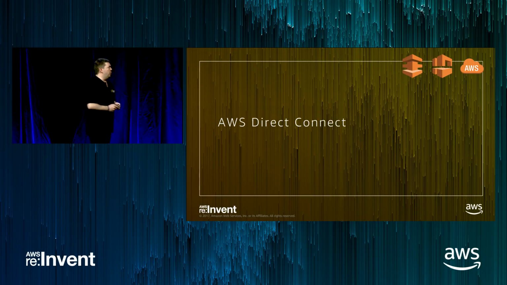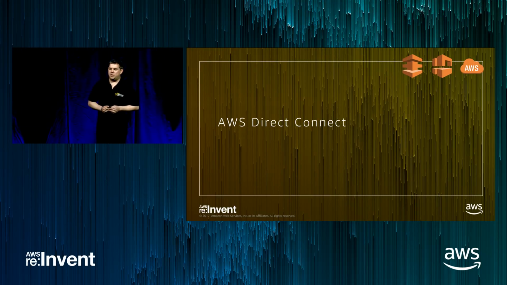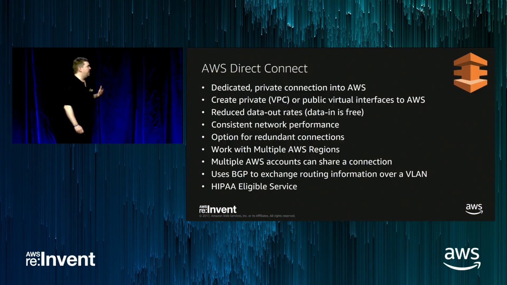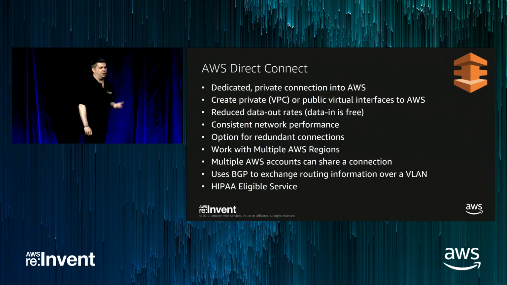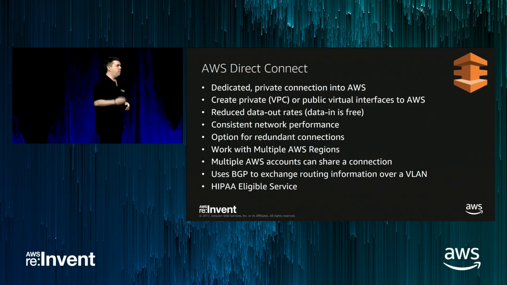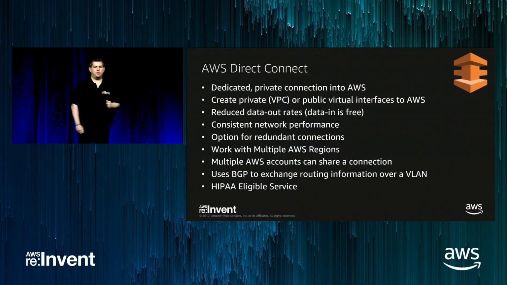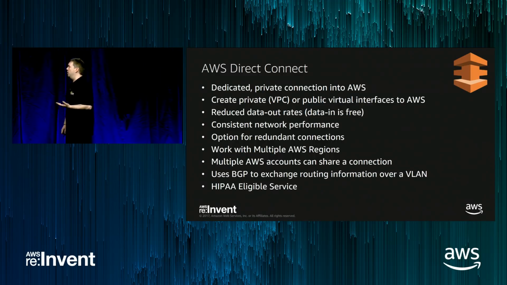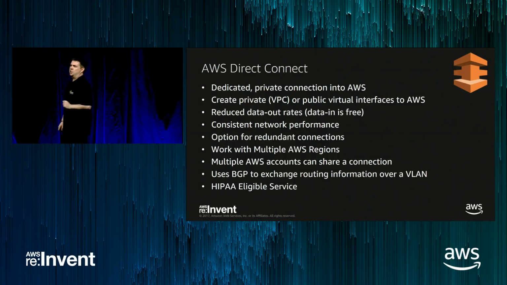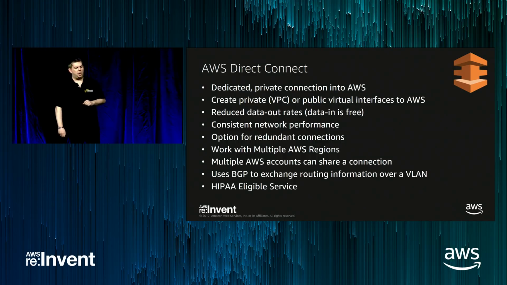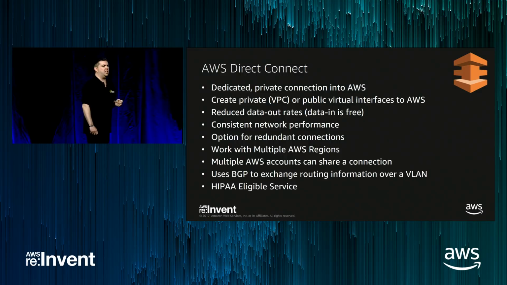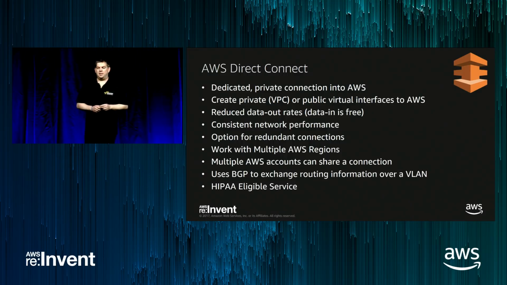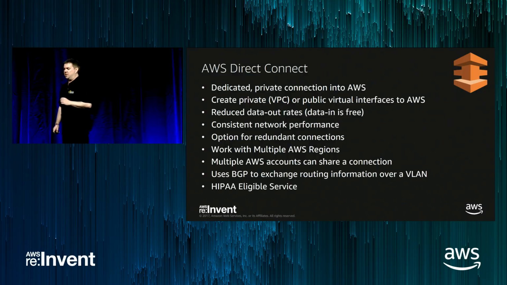So with that, let's move on to Direct Connect. So on the Direct Connect side of things, what is Direct Connect? Well, first of all, it is clearly a dedicated private connection into AWS. You can create public and private virtual interfaces on Direct Connect, and as a result of having that connection straight into our network, you actually benefit from reduced data transfer rates. We're going to look at how this gives you consistent network performance and how you have options for redundancy with Direct Connect. So let's dive into some of the detail around this.